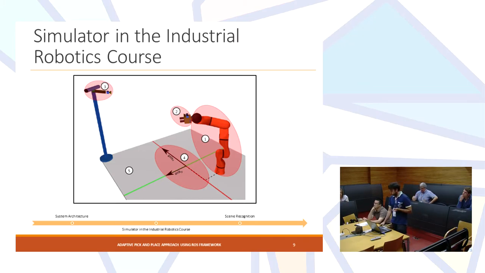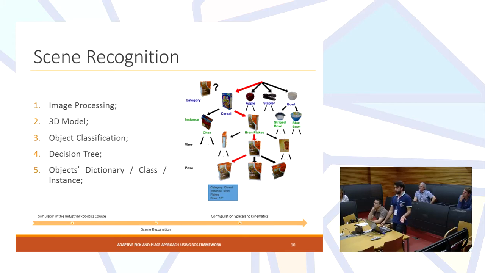To do so, the students should use scene recognition based on image processing of the image retrieved from the Kinect camera, create a 3D model, and classify the objects using a decision tree, based on the database they have of certain objects. They could then say this is object X or Y, and how they should handle it.